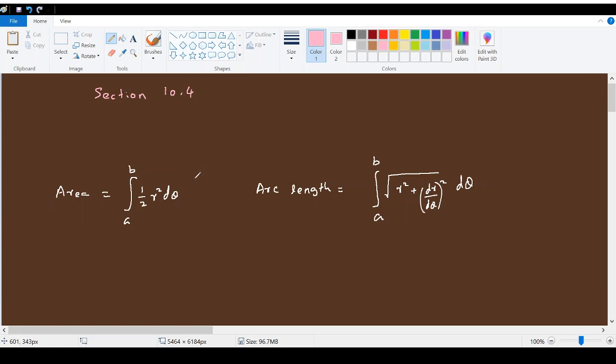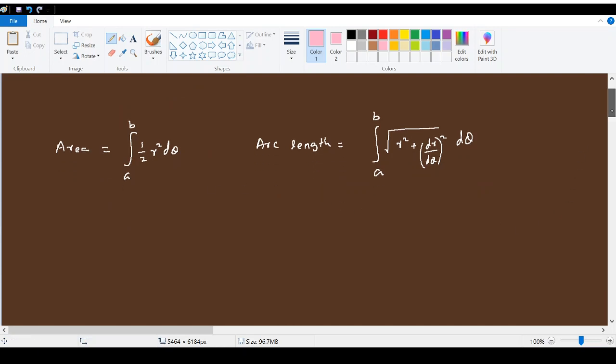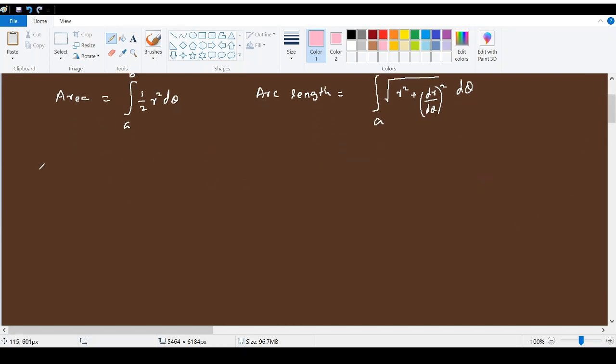So if the coordinates are expressed in the polar system, this is the equation that you have to use for the area, and this is for the arc length. Right now you have to remember both these formulas, and let's do some examples.